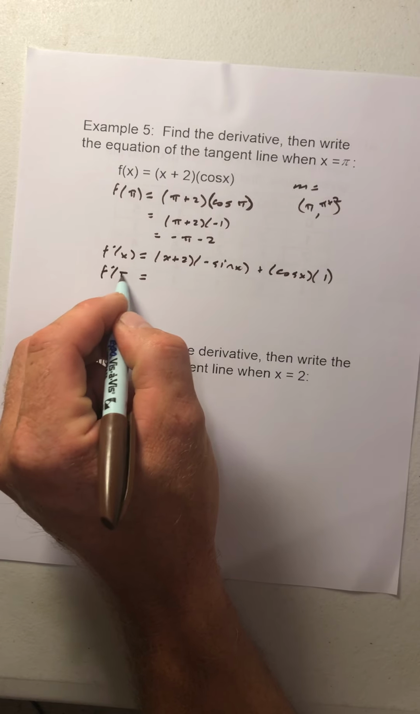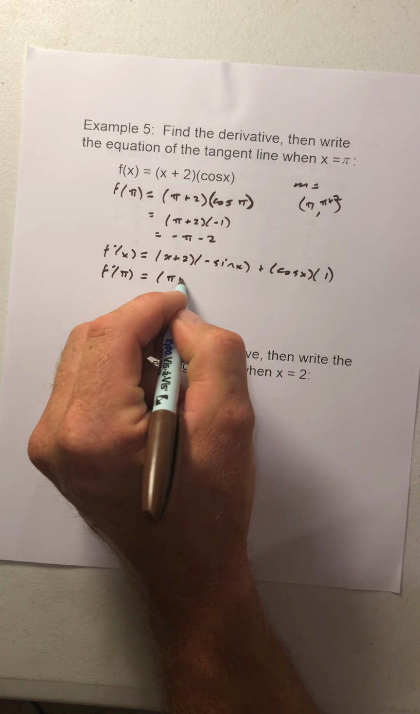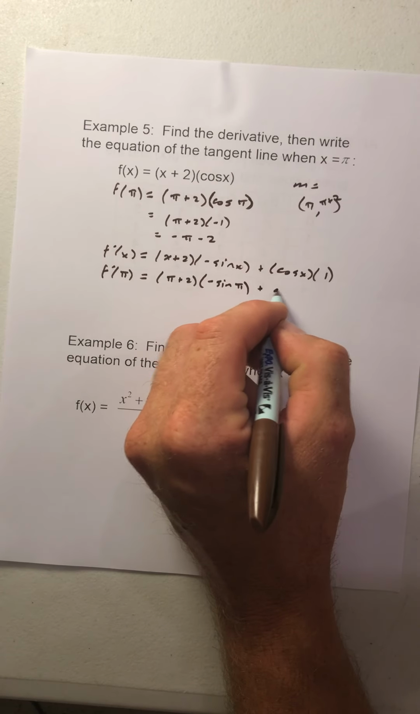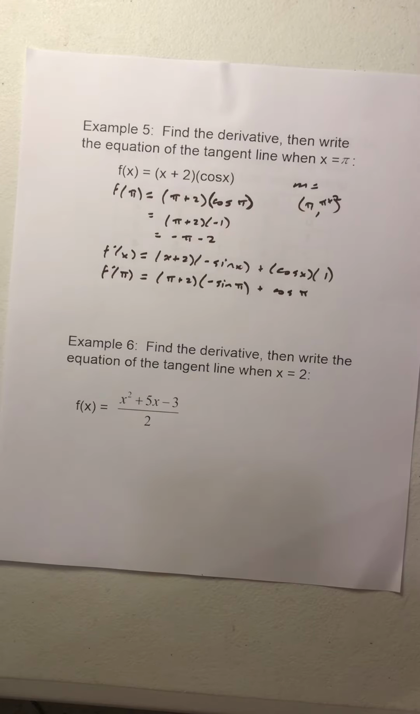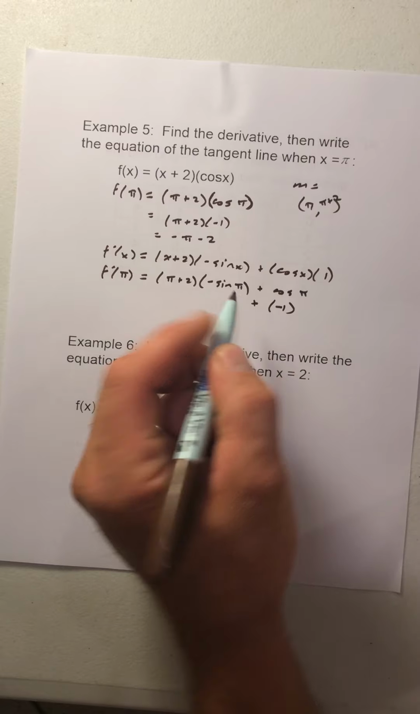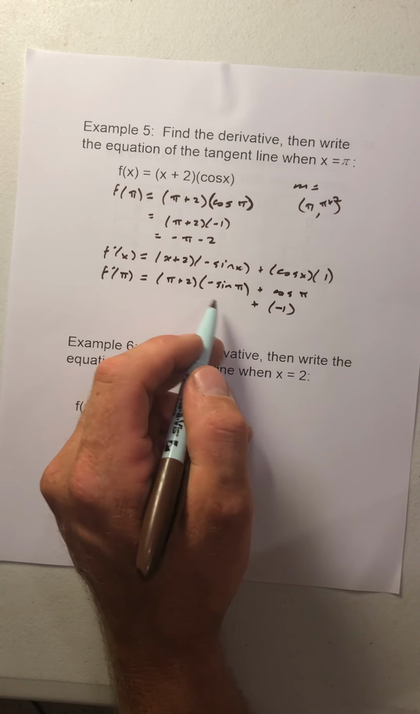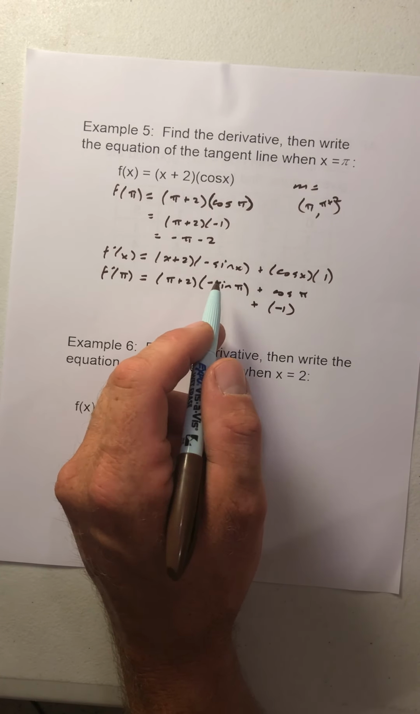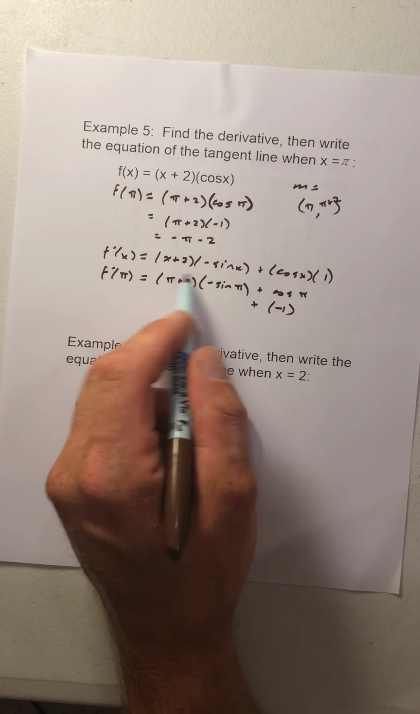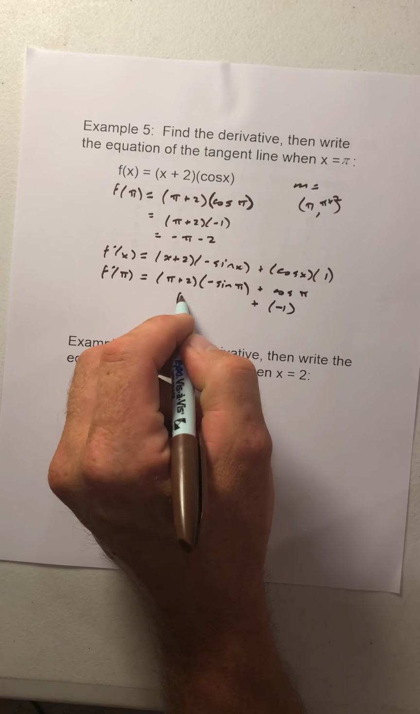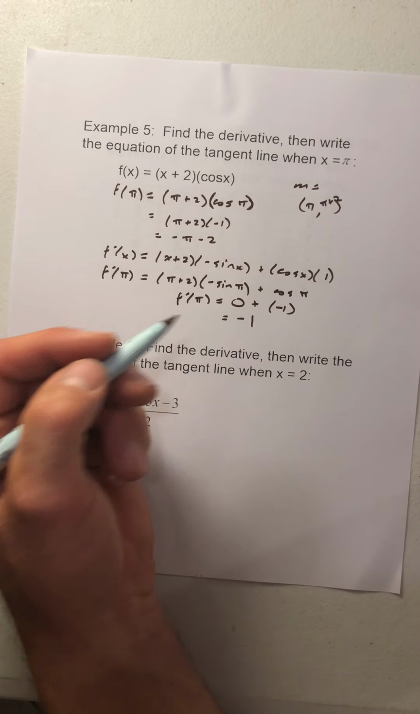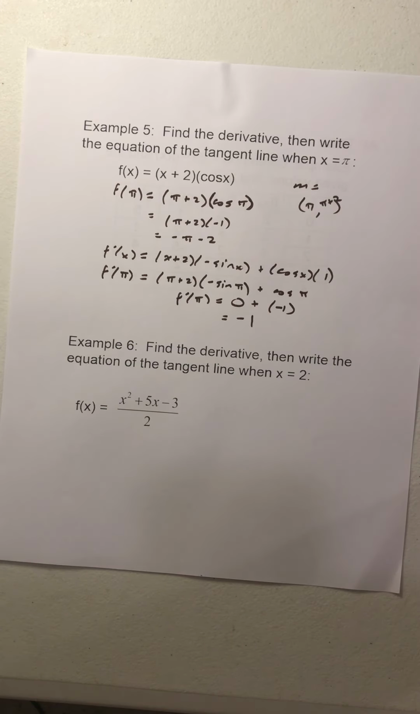So we can go ahead now and plug in our pi. So we're finding f prime of pi. That gives us pi plus 2 times negative sine of pi plus the cosine of pi. We had cosine of pi up there, which is -1. Sine of pi, oh, isn't this nice? Sine of pi is 0, isn't it? So we have pi plus 2 times 0, which is just 0. So f prime of pi is 0 plus -1, or -1. So we have a slope of -1.